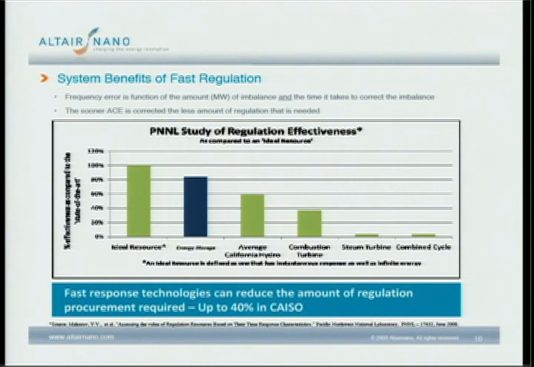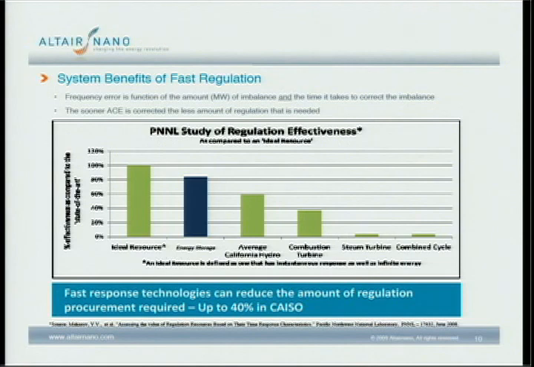Let's look at a combustion turbine, which is a simple cycle combustion turbine, not extremely efficient, but very fast acting. And they said, that's less than 50%, less than 40% effective compared to an ideal resource. They said, well, let's look at a steam turbine. And they said, well, steam turbines are very slow acting. How effective would that be?